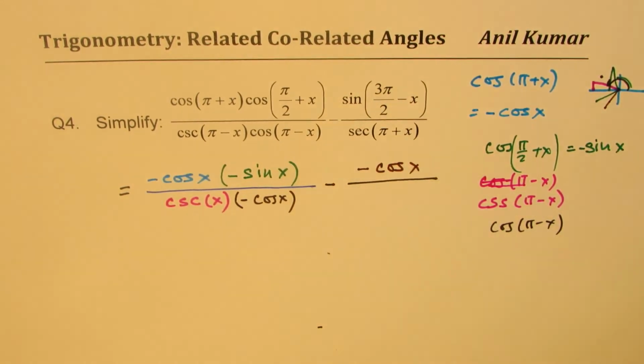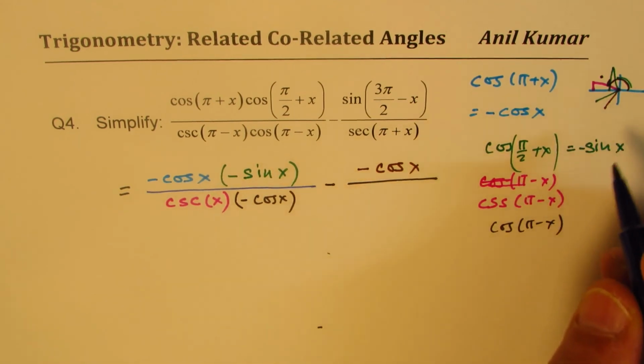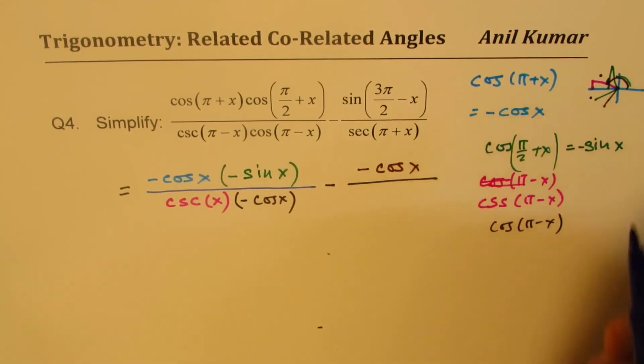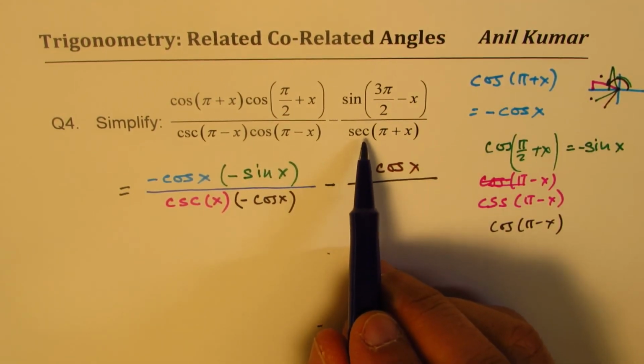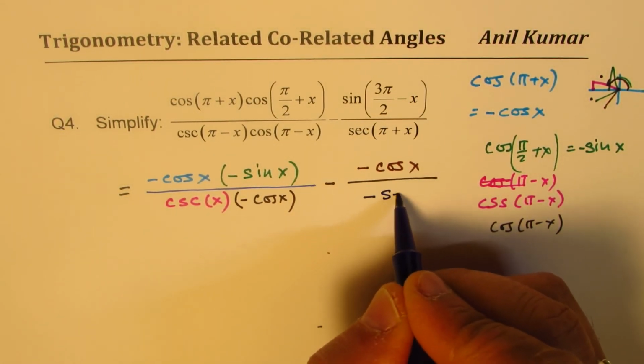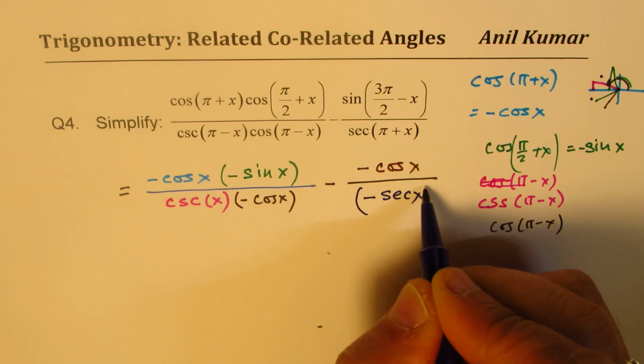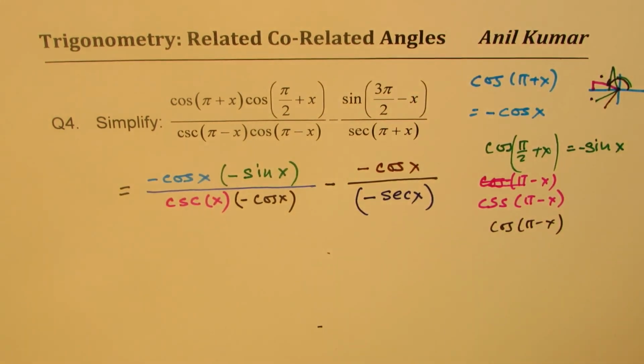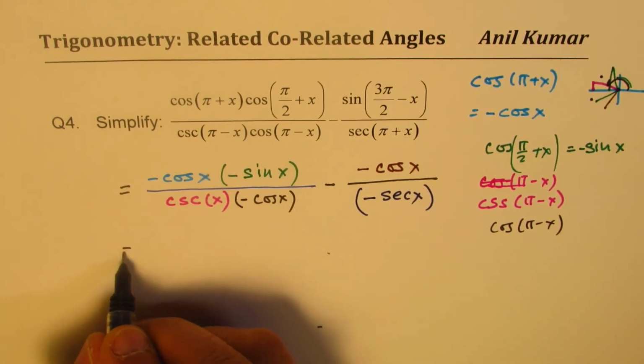Now the last one here is secant of pi plus x. So secant of pi plus x means you're here. Secant is the reciprocal of cosine, so this will be again negative, and it will be negative secant x. Is that clear to you, right? So that is how we will get all the equivalent expressions. Perfect. Now let us simplify and write down our answer.